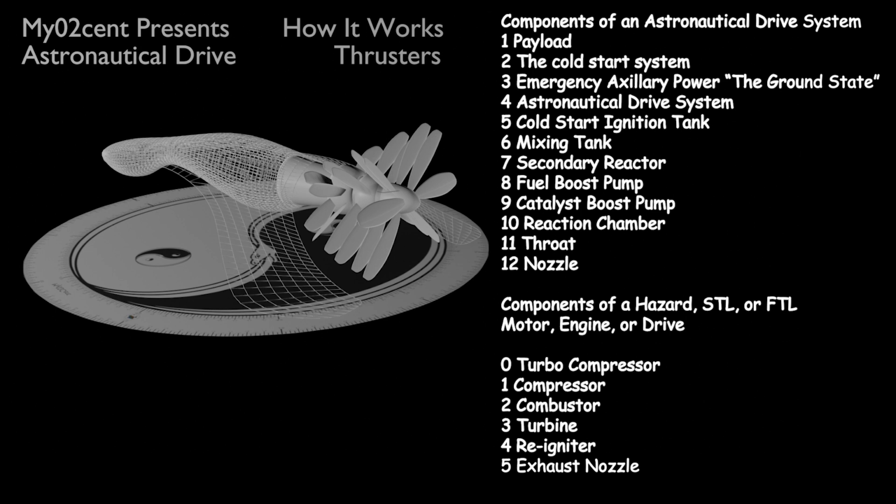In the context of an astronautical drive system, a thruster is an auxiliary power source whose primary function is to provide power to yaw, pitch, and roll systems with minimum to no destructive environmental impact. Thrusters are the primary drive system utilized for maneuvering. While it is possible for thrusters to be fueled and powered independently as part of the astronautical drive system, thrusters are typically powered by the waste exhaust of hazard drive systems.